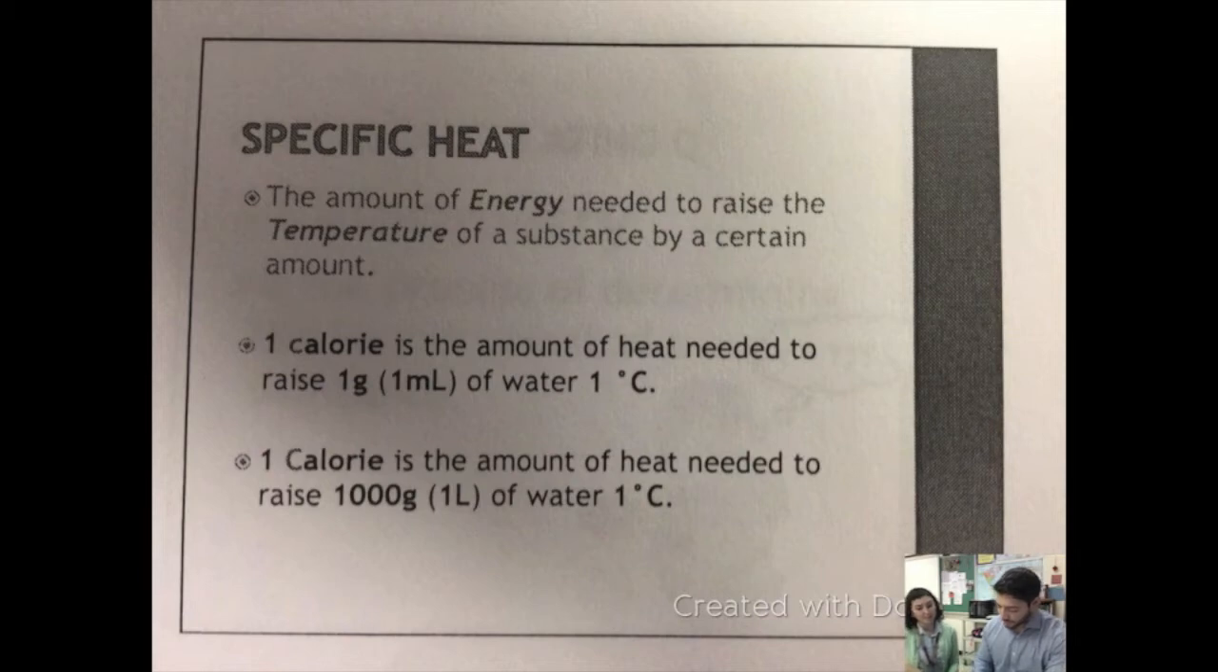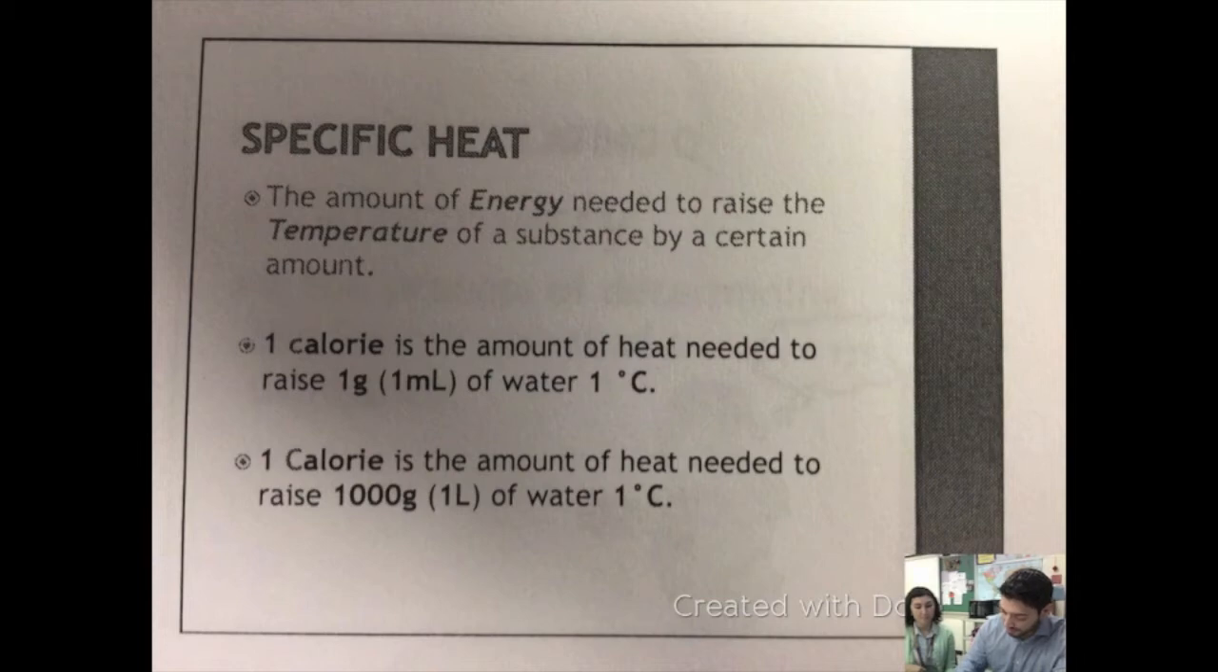Okay, so here it gives us that 1 calorie is the amount of heat needed to raise 1 gram, which is 1 milliliter of water, by 1 degree Celsius. It also says that 1 kilocalorie is the amount of heat needed to raise 1,000 grams, or 1 liter, of water by 1 degree Celsius. It takes that much heat to raise the temperature. So let's go into what exactly the formula is and how we calculate specific heat.